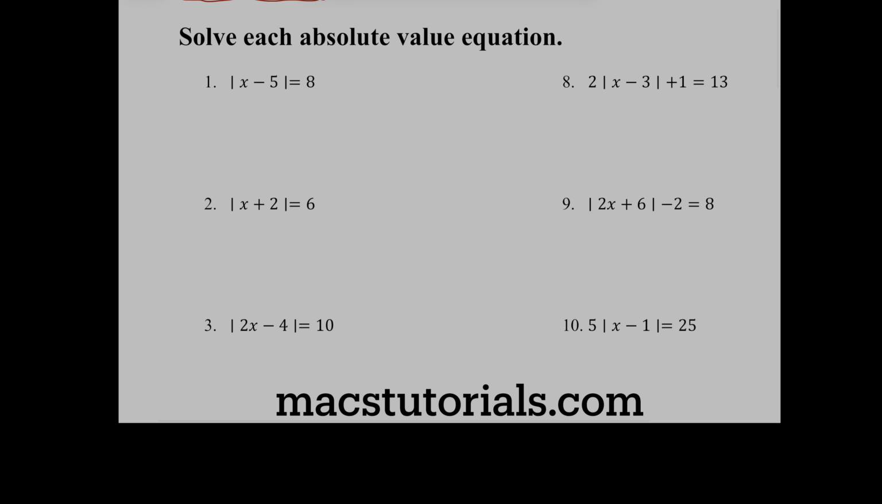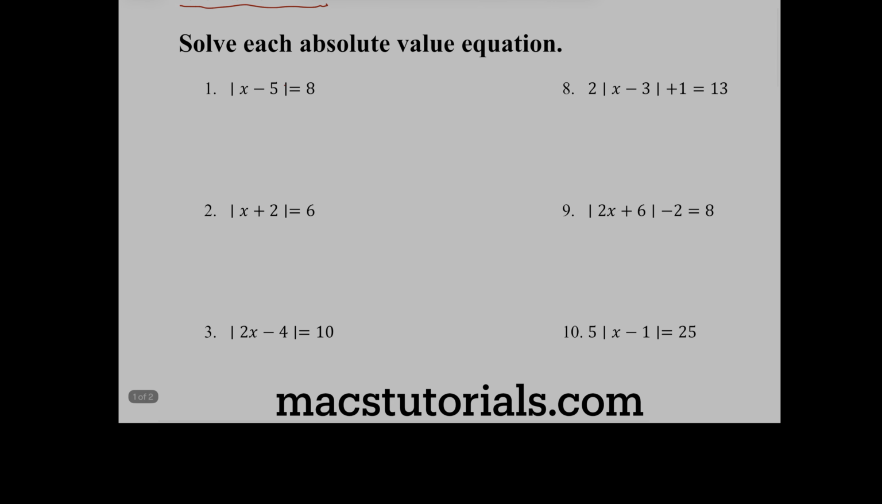Okay, so all you do when you see the absolute value, you're going to just write it the way it is, x minus 5 equals 8. Okay? But also you're going to write x minus 5 equals a negative 8. Because whatever comes out of this, if it's a positive 8 or a negative 8, it's going to come out of the absolute value as a positive 8. So that's why you're going to get two answers.